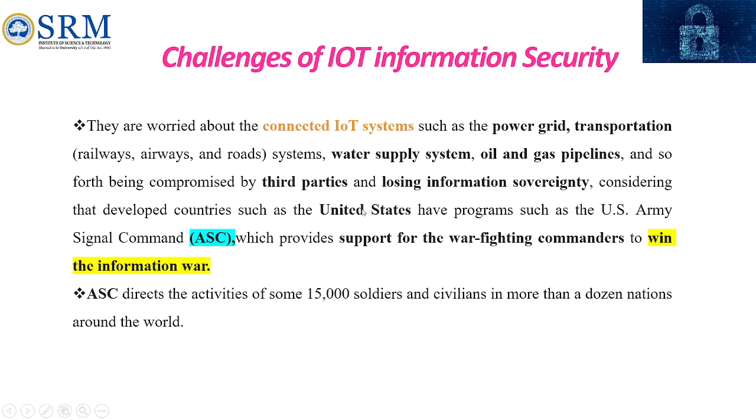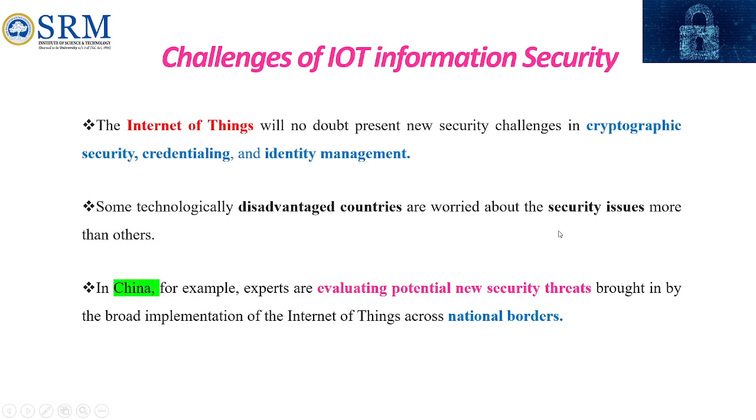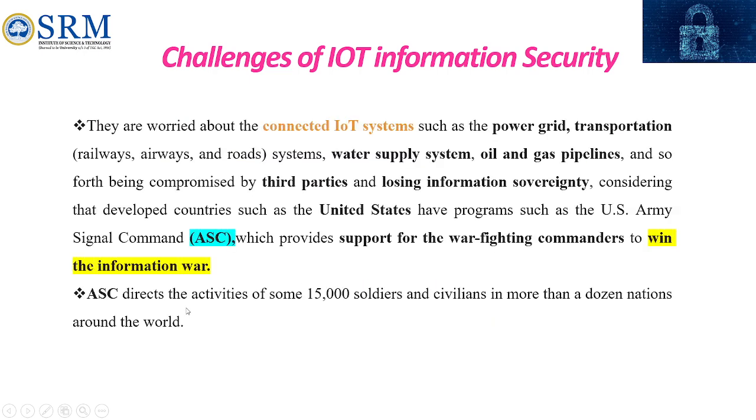Over here we can see the United States has programs like ASC, which is called Army Signal Command. It will provide some support for war fighting commands to win the information war. This is what they are having. They can easily support the war fighting command. Due to this reason, China is not accepting the program you are having here, like some security threats. And one more thing, ASC directly activates some 15,000 soldiers and civilians in more than a dozen nations around the world.